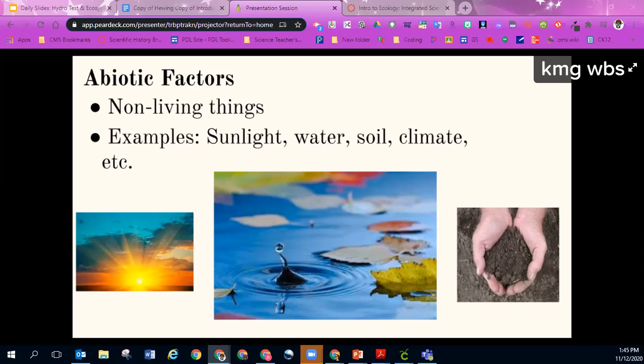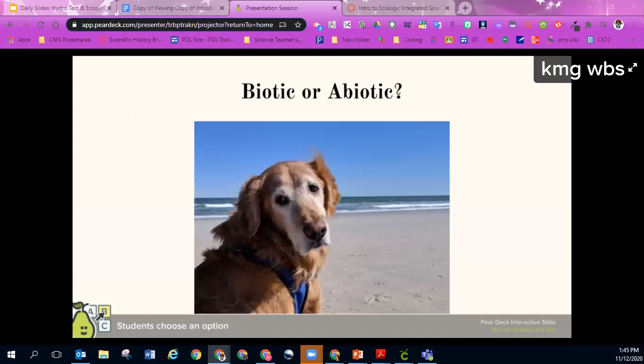All right. So I'm going to show you a series of pictures, and I want you to tell me if they are biotic or abiotic. There is a place on your screen for you just to be able to tap which one you see, and your feedback will come directly to me. So, with this, do we think that this picture is a biotic or an abiotic factor? Is it biotic or abiotic?